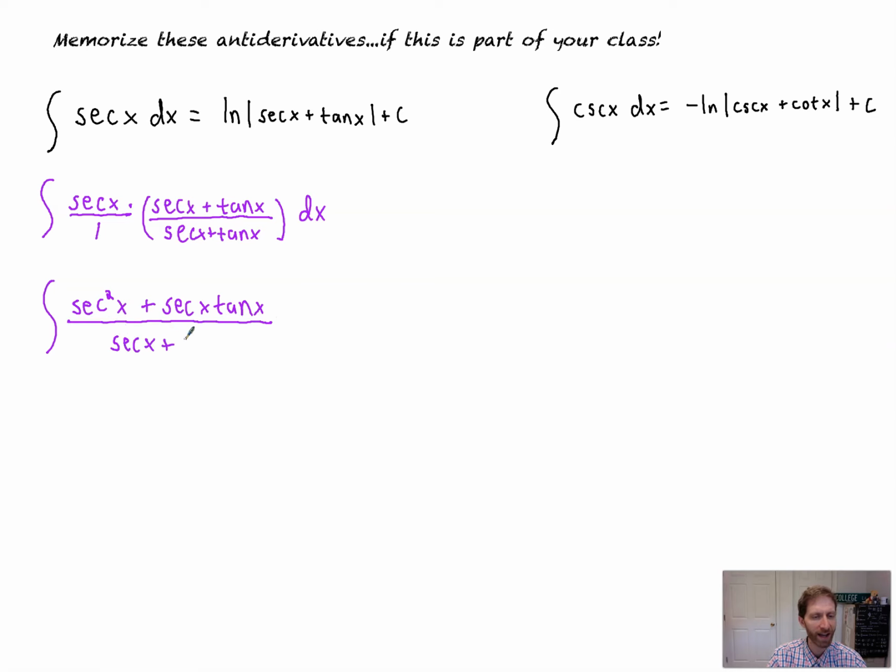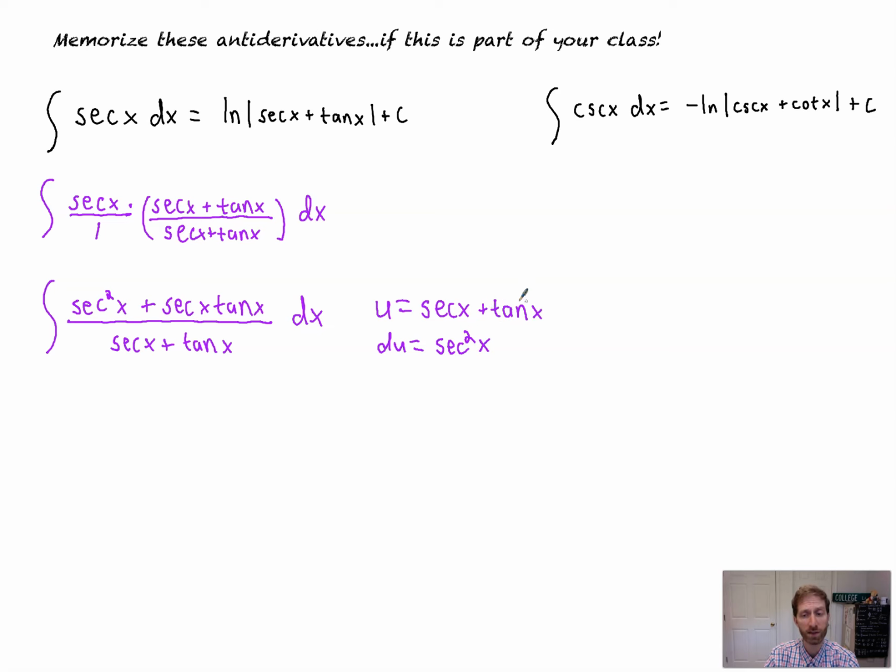And you might be like, yeah, so what? Well, check this out. The derivative of secant x is secant x tangent x. The derivative of tangent x is secant squared x. So therefore, if I let this equal to u, we're getting u prime up in the numerator. So u is equal to secant x plus tangent x. Du is equal to, now I'm going to write this in a different order. The derivative of tangent x is secant squared x.